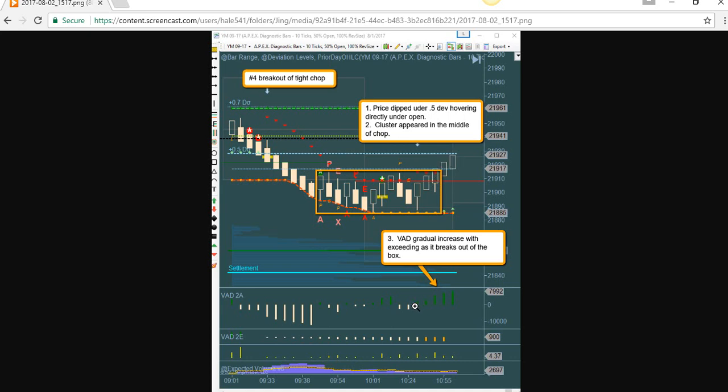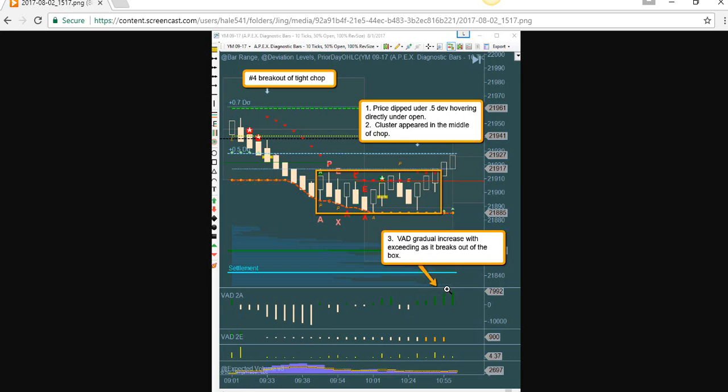And what do we have here? We've got VAD, a little more VAD, a little more, a little more. We've got VAD building, right? See that? Back here, we had VAD building, right? Little VAD, bigger VAD, bigger VAD. We had it slowly building like we like, but it didn't break the box. Here, it's slowly building like we want, not a big quick burst.